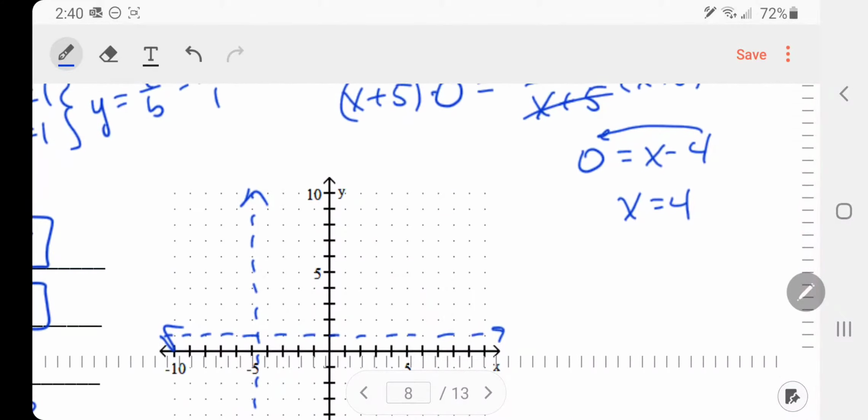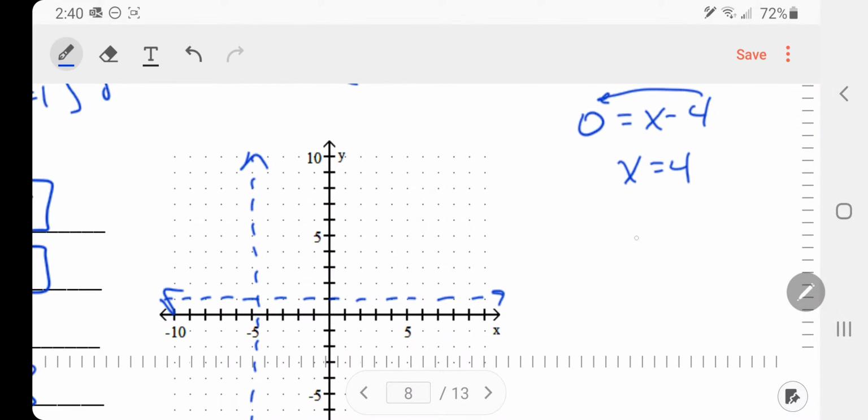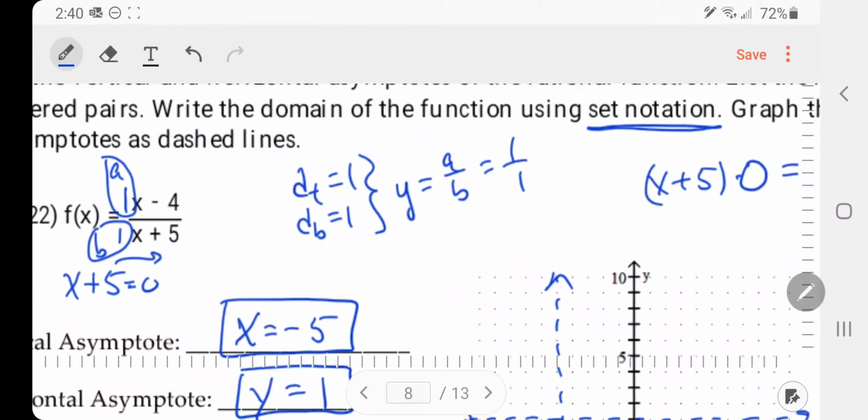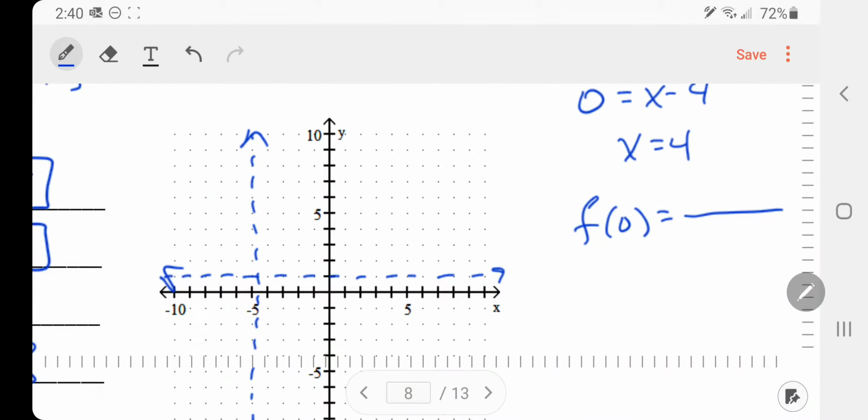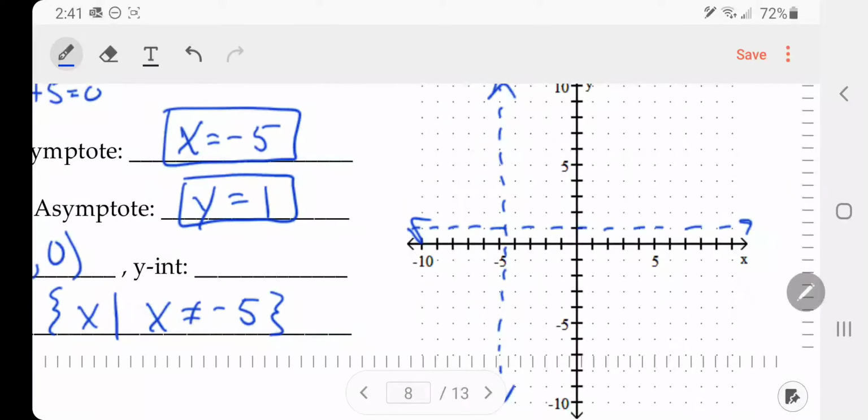Okay, next, if I want the y-intercept, I need to let every x be 0. In other words, I need to calculate f of 0. And so that's going to be 0 minus 4 over 0 plus 5. And that's going to be -4/5, which is my y-intercept, (0, -4/5).